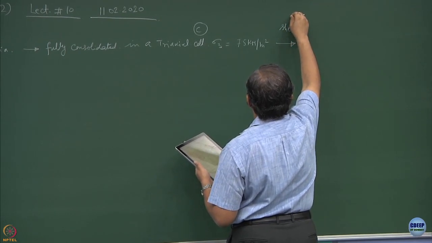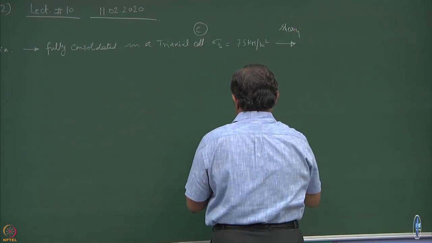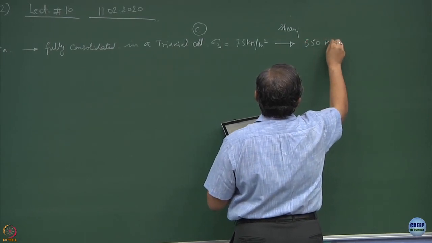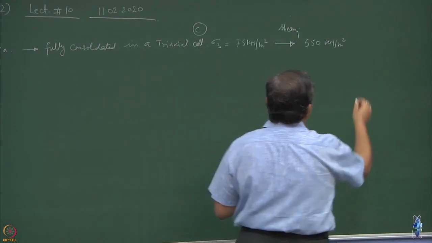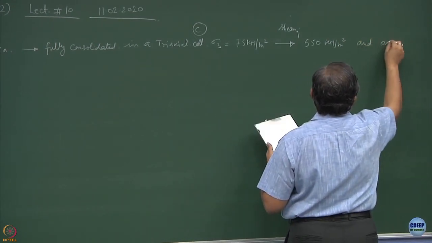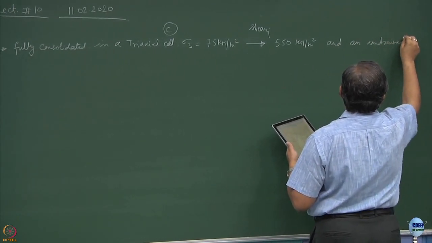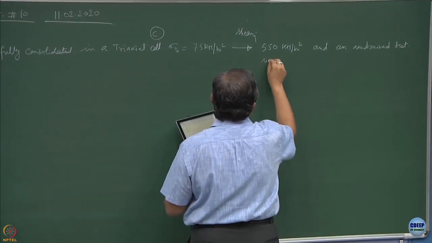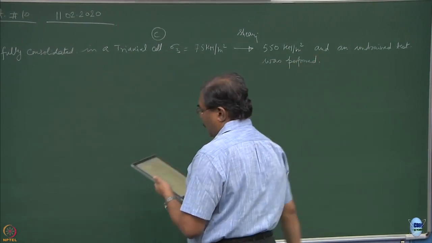Let us see whether this is a drained test or an undrained test. The cell pressure was raised to 550 kilonewton per meter square, and an undrained test was done. Alright, and the results are given below.